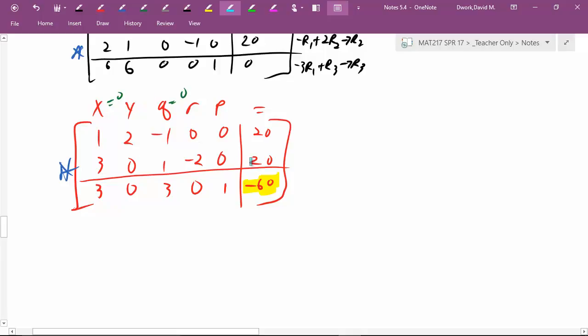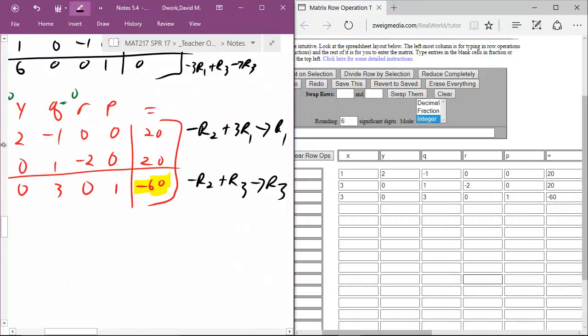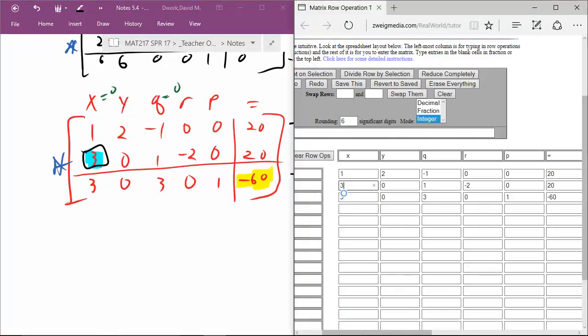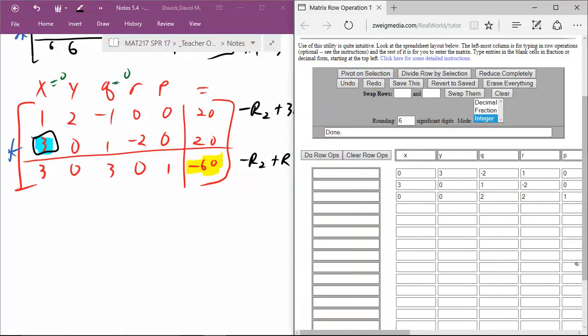Let's see here. So we are going to go with 3. 3 is the largest positive number. There we go. All right. Now, ratios. 20 divided by 1 is 20, or 20 divided by 3. That one's smaller. I don't need to know what the number is. I just know 20 divided by 3 is less than 20 divided by 1. So, row operators: negative row 2 plus 3 row 1s to make a new row 1, and then negative row 2 plus row 3 to make a new row 3. So there's our pivot, there's our row operators. Let's use the handy dandy little website because I'm all about that pivot on that selection, and there we are.